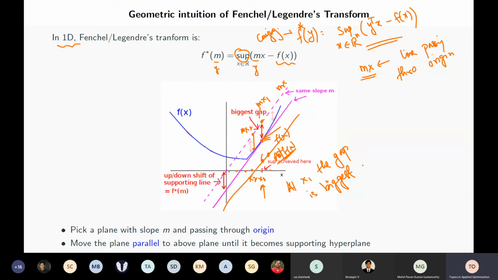So what this is telling us is that the conjugate functions are like the supporting hyperplanes. They are parameterized by the slopes of the supporting hyperplane. You can think of slopes of the supporting hyperplane, like these all have the same slope. So another way to look at the conjugate function is as a collection of slopes.